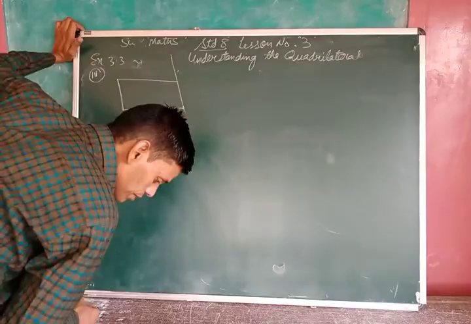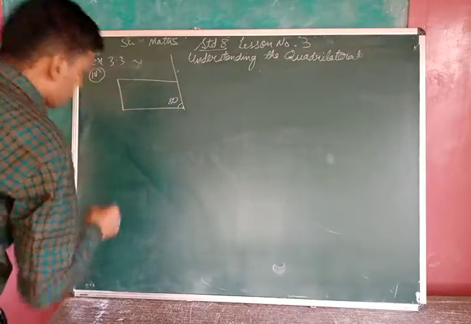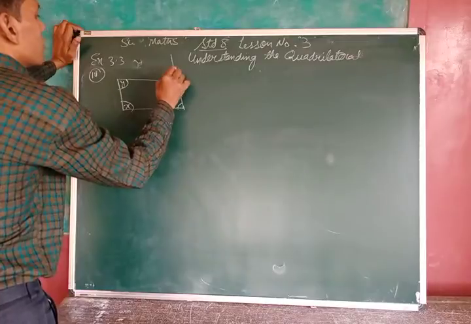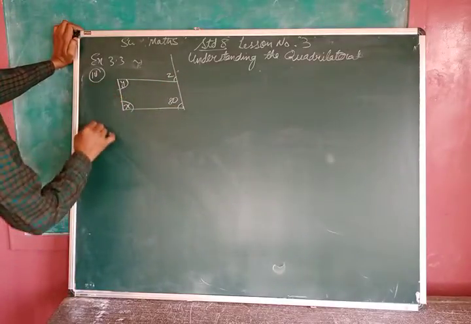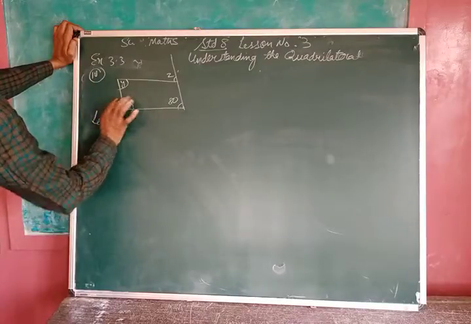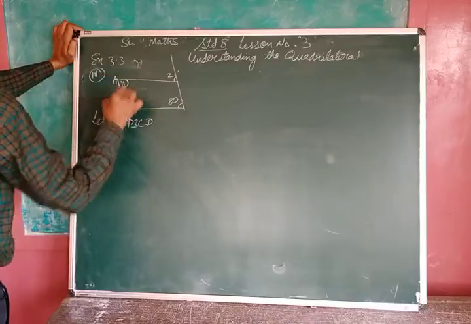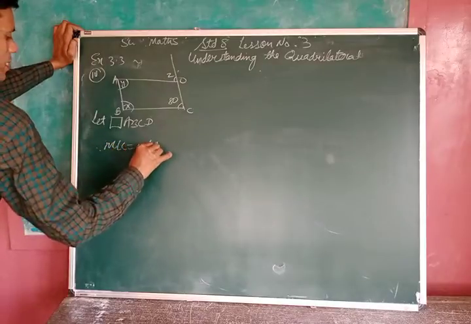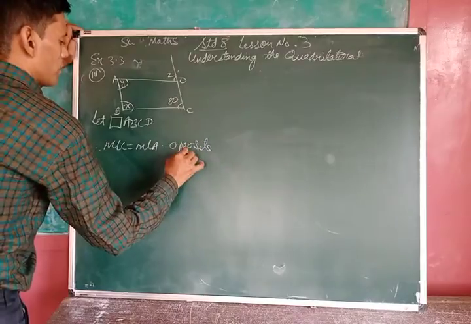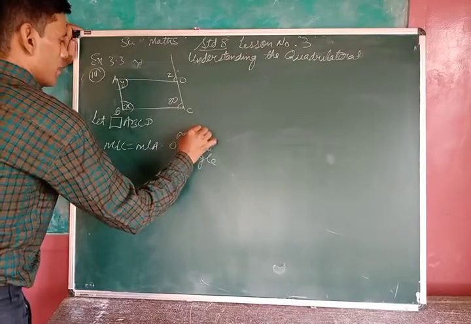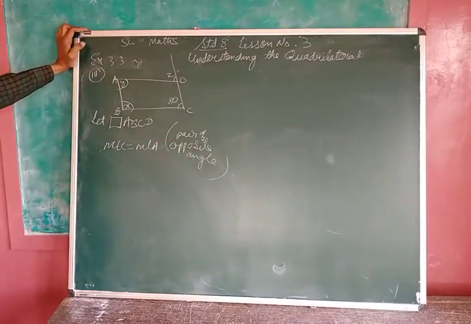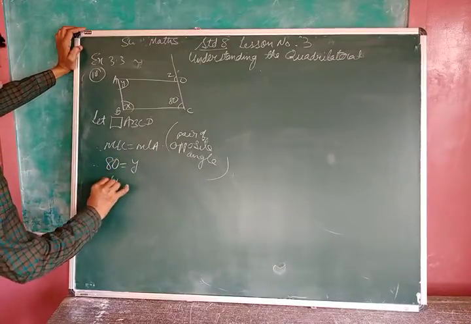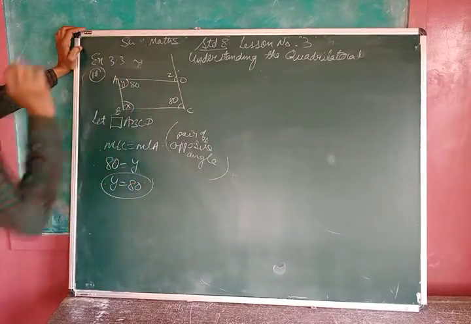Like this. Okay. Your 80, your x, your y, then your z. Now, name it, it will be easy for you. Quadrilateral ABCD. Now, measure angle C is equal to measure angle A. Reason is pair of opposite angles. Okay. Therefore, 80 is equal to y. That means we got y is equal to 80.